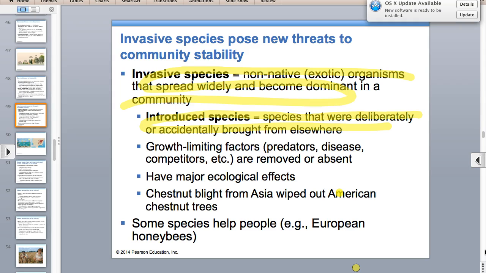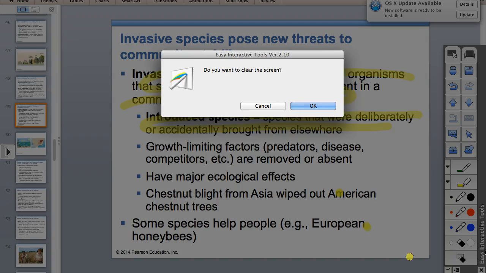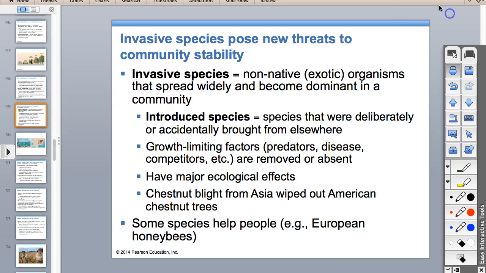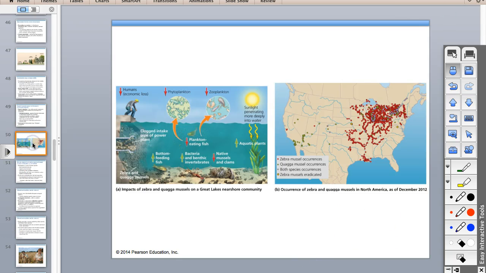So kind of crazy. Sometimes people bring in and introduce species on purpose. Honeybees are from Europe, so most honeybees are Italian. And so, you know, they make pizza and have an accent. It's great. I'm trying to throw a little humor in there. So let's take a look again at those zebra mussels, okay?